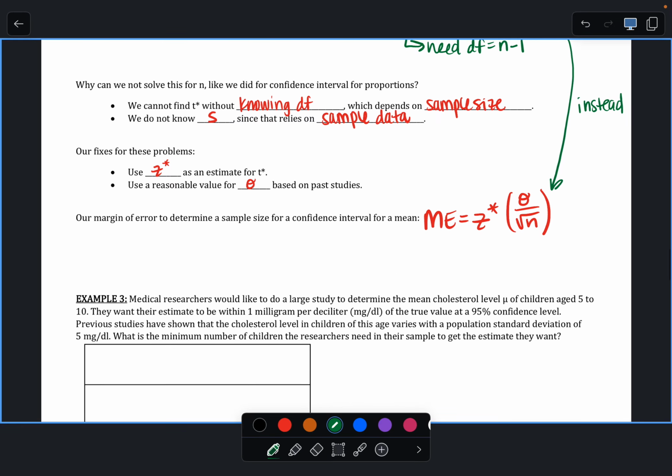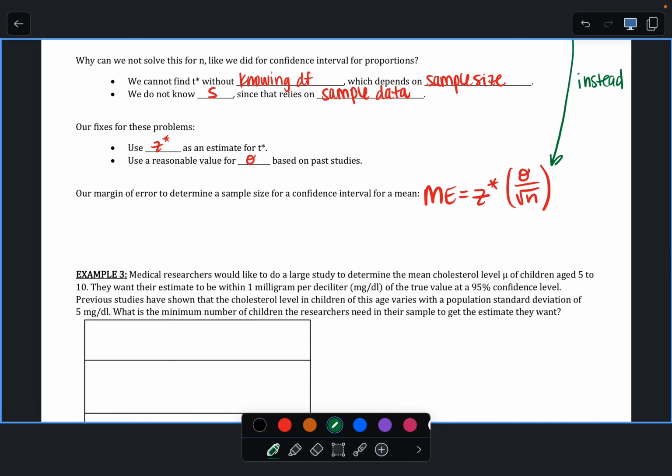So in this first question, they say, medical researchers want to do a large study to determine the mean cholesterol level of children aged 5 to 10. They want their estimate to be within 1 milligram per deciliter of the true value at a 95% confidence level. Previous studies have shown that the cholesterol level in children varies with a population standard deviation of 5 milligrams per deciliter. What is the minimum number of children the researchers need in their sample to get the estimate that they want?